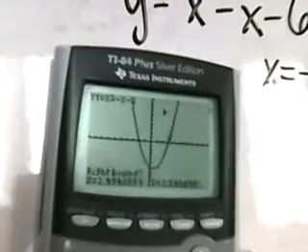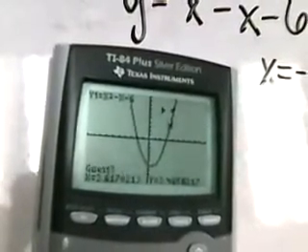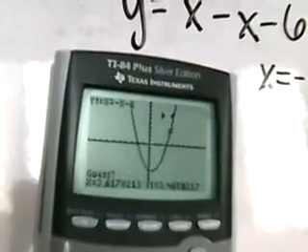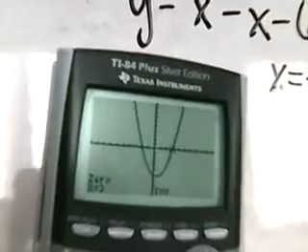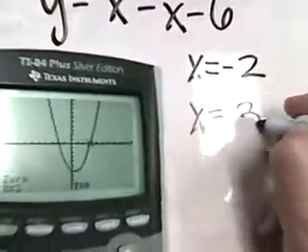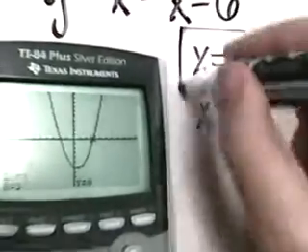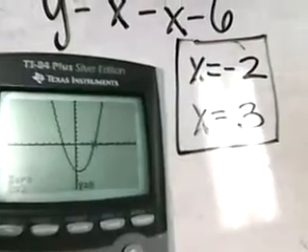Now I want to be on the right-hand side because it's asking for right bound because I hit enter. I hit enter again. Now it's saying guess. I never want to guess, so I'm going to hit enter. And now it's saying x equals 3. So my other solution, my other 0, my other x-intercept is 3. And there's my answer. Okay?